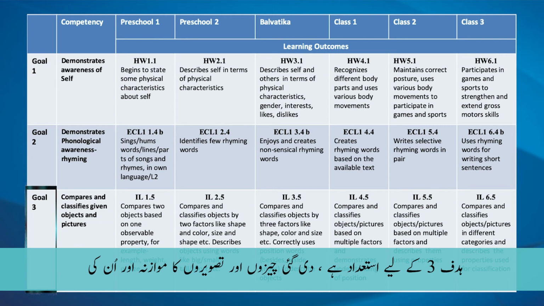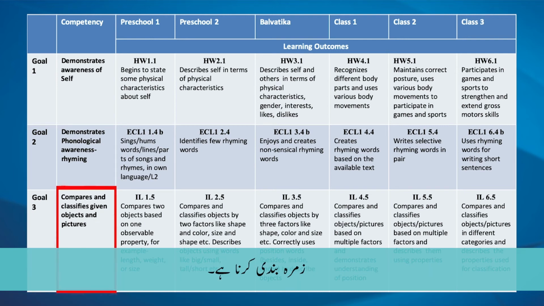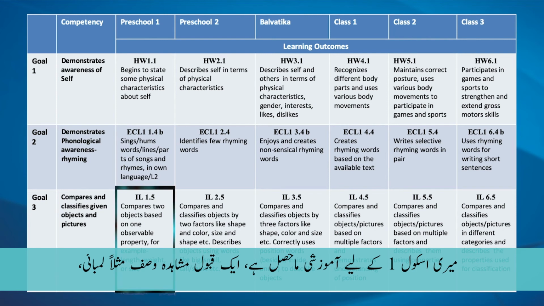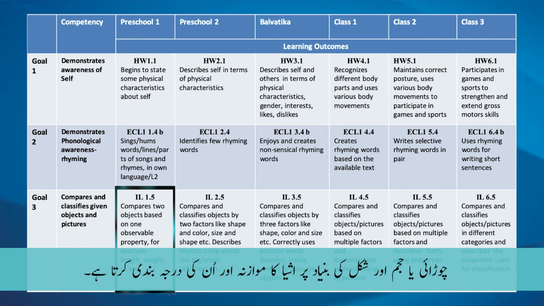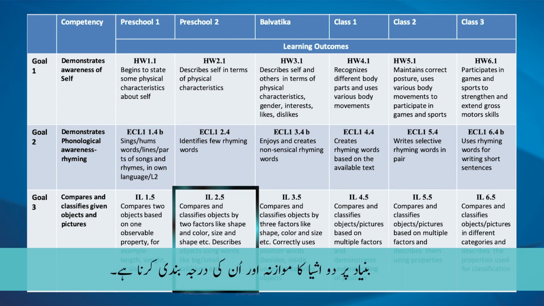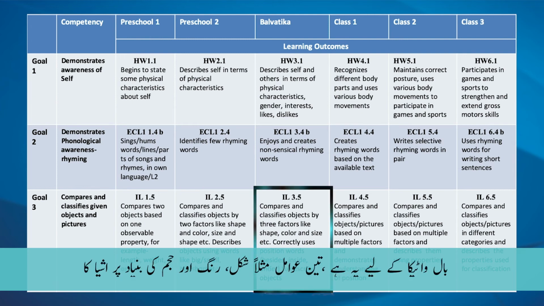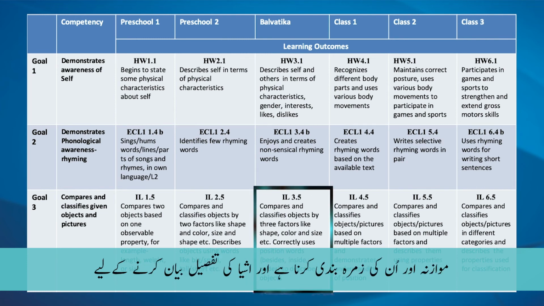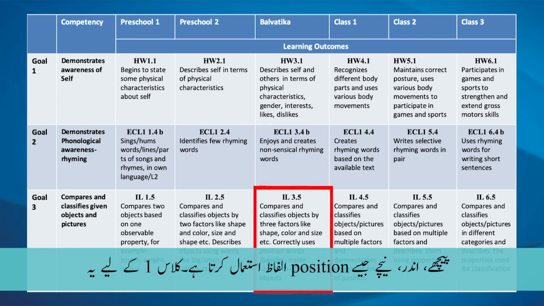For goal 3, the competency is compares and classifies given objects and pictures. For preschool 1, the learning outcome is compares two objects based on one observable property, for example, length, weight or size. For preschool 2, it is compares and classifies objects by two factors like shape and color, size and shape, and describes objects using words like big or small, tall or short, etc. For Balvatika, it is compares and classifies objects by three factors like shape, color and size, and correctly uses position words like beside, inside, under to describe objects.